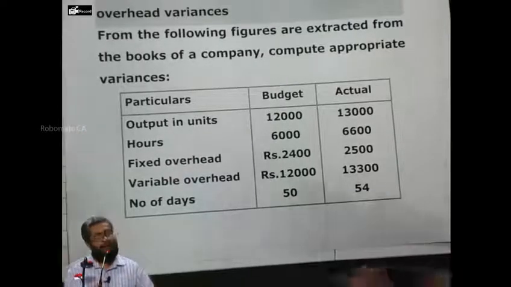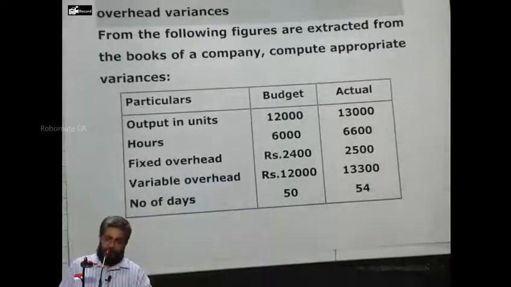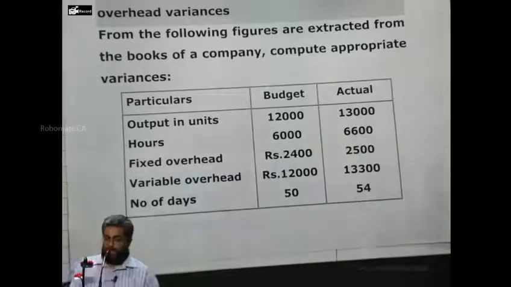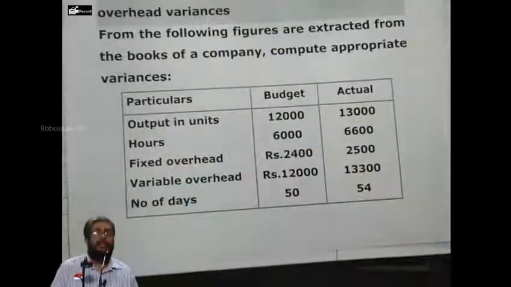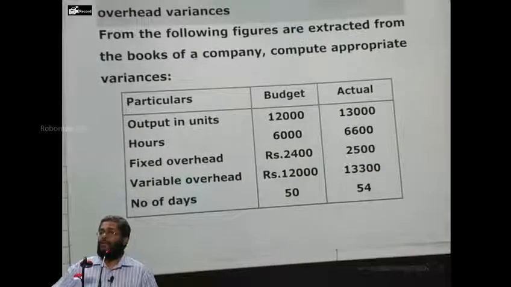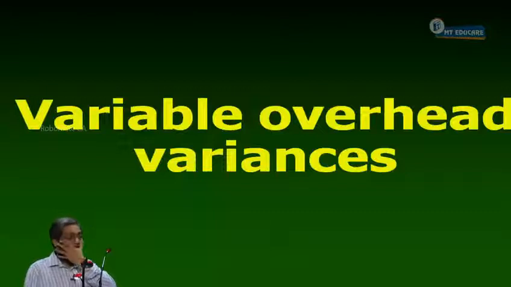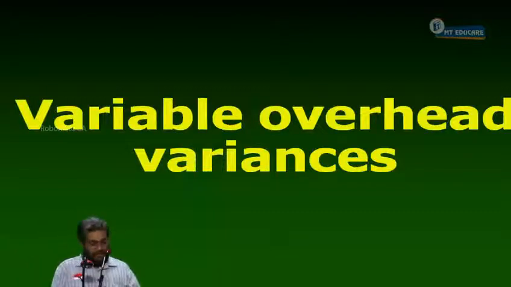Can we start or not? Write down first. You have to calculate first variable overhead variance and the next, fixed overhead variance. Start with the first part. Please do it together. Let's do it quickly. Part 1, variable overhead variances.